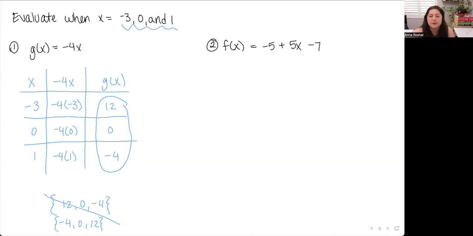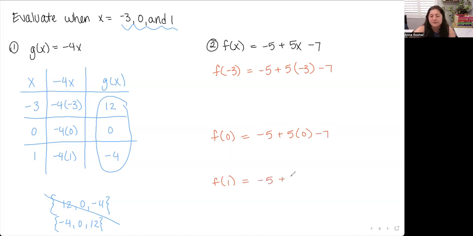Another way to go about showing work like this is, and I'm going to change my color, instead of writing f of x, I'm going to write f of -3, then f of 0, and then f of 1. So I'm going to go in: -5 plus 5. And every time I see my x, if it appears multiple times, I'm just going to replace that x with this -3 here. So -3 minus 7. -5 plus 5 times 0 minus 7, and -5 plus 5 times 1 minus 7.